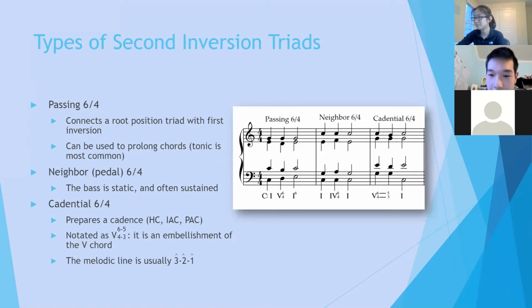So a passing 6/4 connects a root position triad with first inversion or vice versa, and it can be used to prolong chords, and that's usually the tonic. So the example on the slide sounds like this.